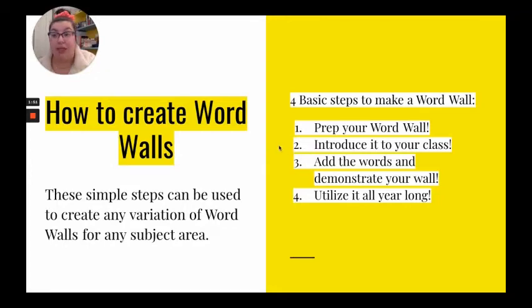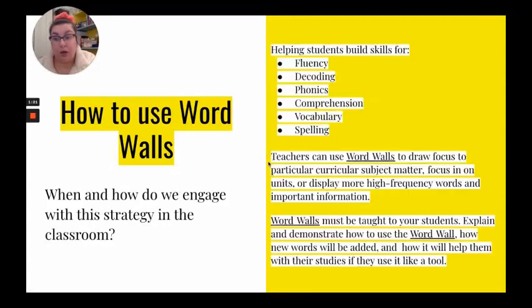So step 2 would be introducing it to your class. You would have the blank one like I showed you before you introduce it to your students. And then as you're introducing it to your students, you move on to step 3, which would be to add the words and to demonstrate how to use your word wall. So you can maybe pretend to look for words with them, practice using it. And then step 4 would be utilize it all year. Try to use it as often as you can. Try to make it a daily occurrence in your school, in your class.